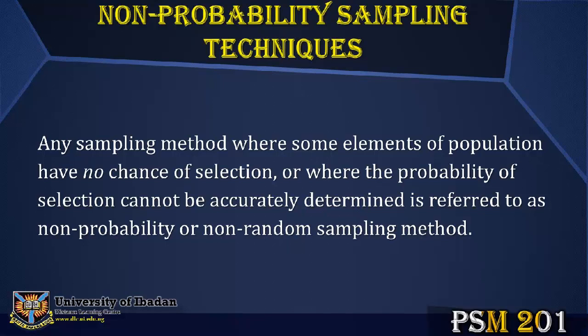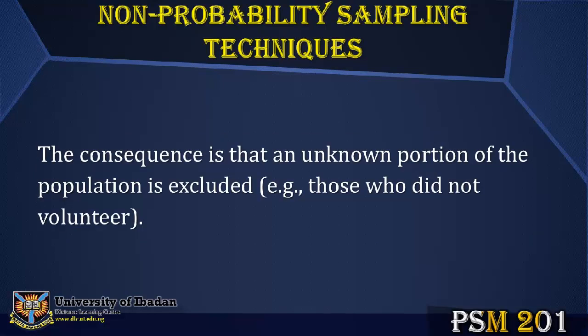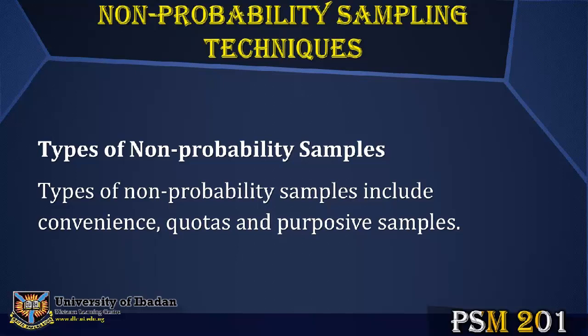In other words, population elements are selected on the basis of their availability, e.g., because they volunteered, or because of the researcher's personal judgment that they are representative. The consequence is that an unknown portion of the population is excluded, e.g., those who did not volunteer. Types of non-probability samples. Types of non-probability samples include convenience, quota, and purposive samples.